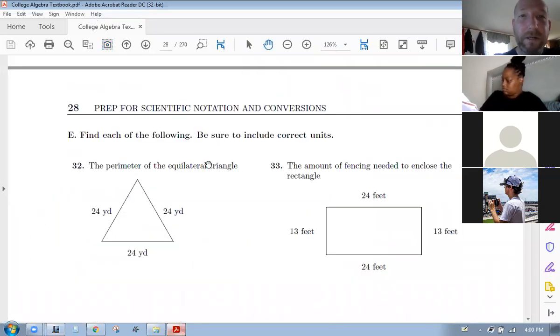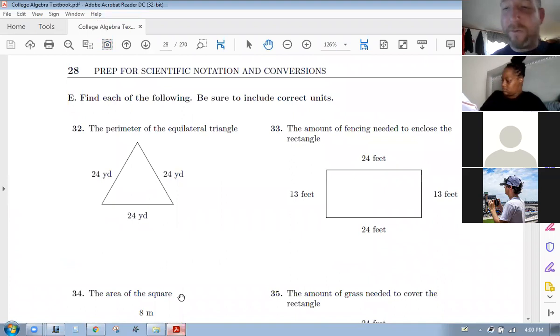All right, before we move on to this, it's 4 o'clock. Let's go ahead and take a 15-minute break, if y'all are cool with that. And we'll come back and knock out these perimeters. So yeah, 4:15, we'll get back on it.